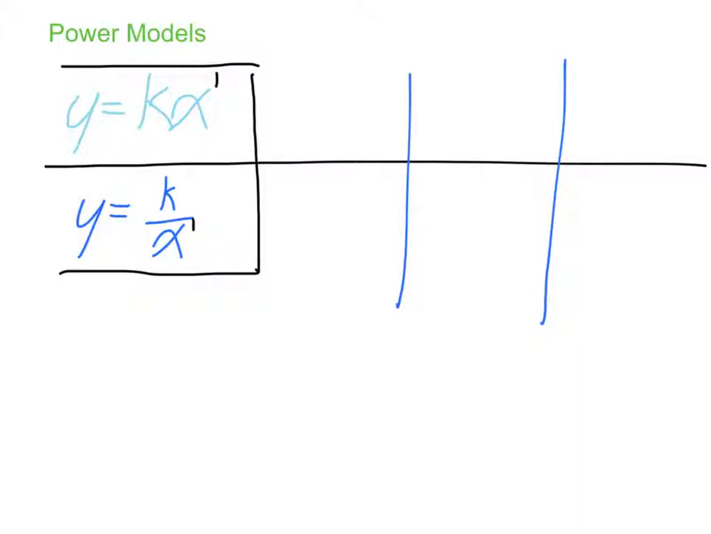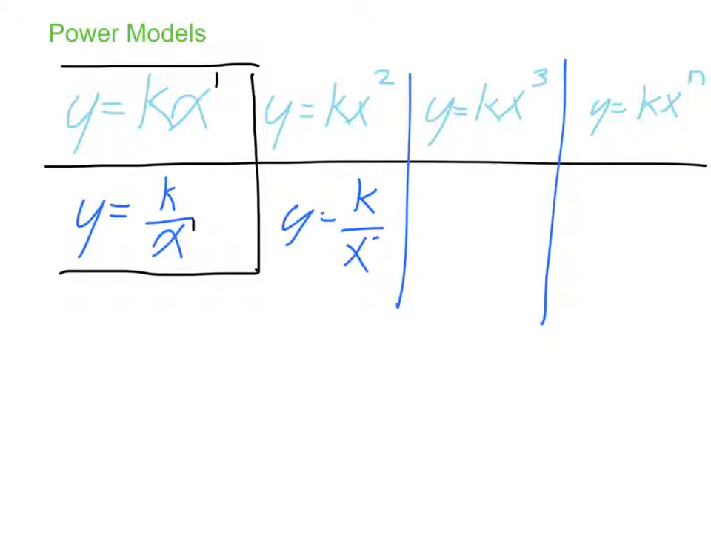Let's consider some other examples where maybe I could take y equals k times x squared, or maybe I want to think about y equals k times x cubed, or maybe I want to think about y equals k times x to the some integer n. And we can do the same thing with inverse variation. Maybe I want to think about y equals k over x squared. I want to think about y equals k over x cubed. Or y equals k over x to any positive integer n that I want.